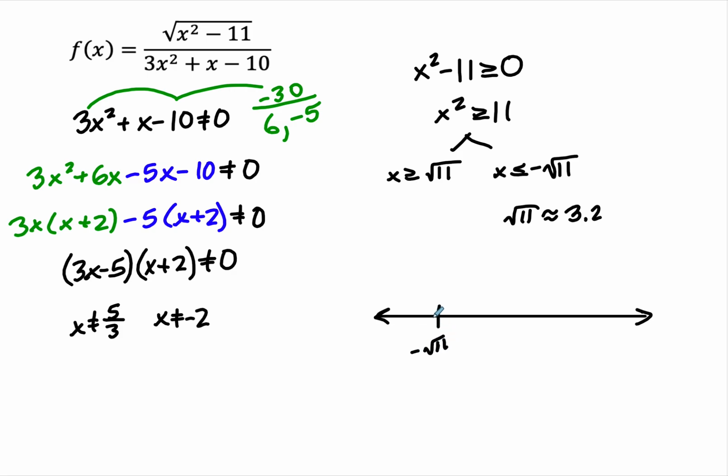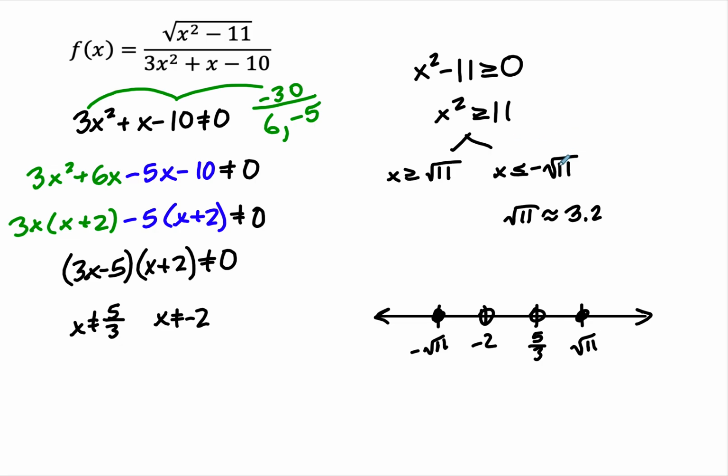So we got this negative square root of 11, right? We're going to include that. And then we have square root of 11. And notice what happens here. Actually, these two values fall in between negative square root of 11 and square root of 11. Okay, so we have negative 2 here. That's going to be an open hole. And then we have 5 over 3 here.